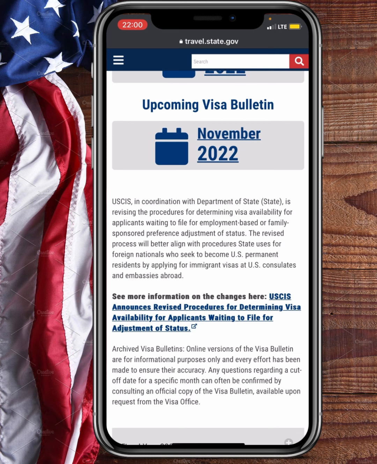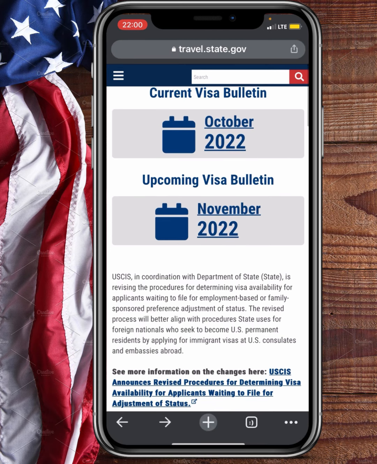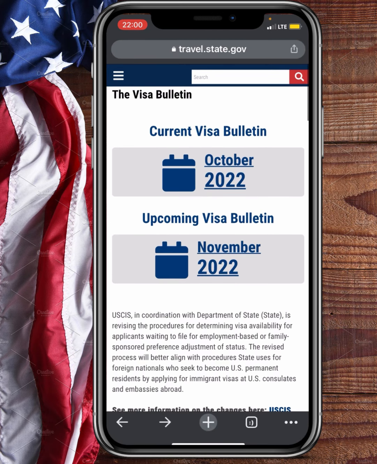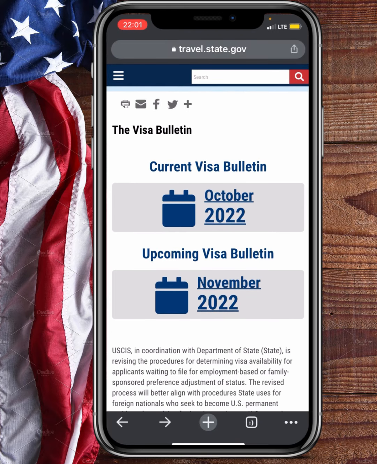What is this Visa Bulletin? In simple terms, the Visa Bulletin is issued or published every month by the Department of State, between the 8th and the 15th of each month. It helps an applicant estimate how long it will take before he or she is scheduled for an interview appointment. Let me open the current Visa Bulletin. It's just an example, okay?